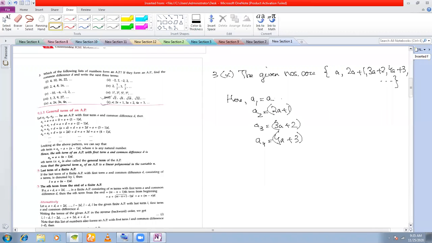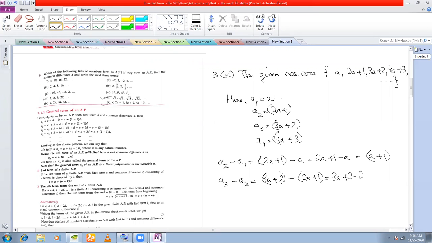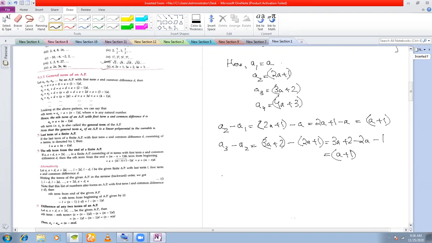Now if you want to check whether it's an AP, you find out A2 minus A1. So this is 2A plus 1 minus A, which is A plus 1. Next, let's check A3 minus A2. 3A plus 2 minus (2A plus 1), which is 3A plus 2 minus 2A minus 1. Okay, this is again A plus 1. And finally, A4 minus A3. 4A plus 3 minus (3A plus 2). 4A plus 3 minus 3A minus 2 again comes to A plus 1.